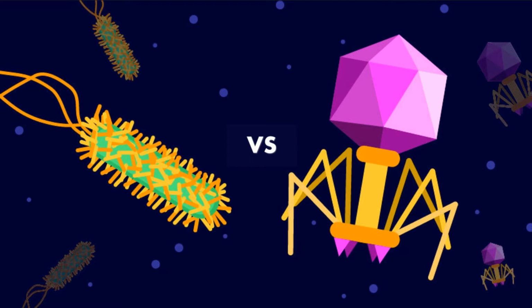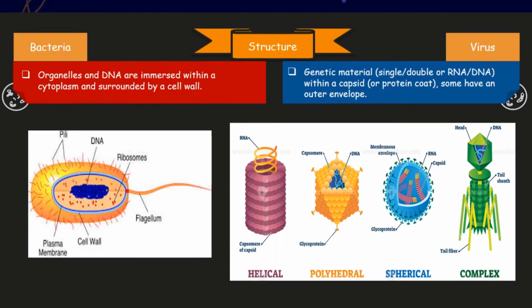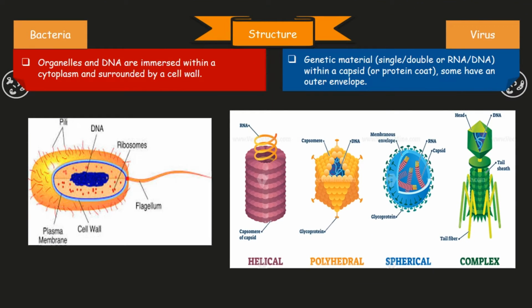In this slide, we will look at the difference between bacteria and virus. First, let's take a look at the structure. In bacteria, organelles and DNA are immersed within a cytoplasm and surrounded by a cell wall. The bacterial cell wall is made up of peptidoglycan, which is made from polysaccharide chains. Bacteria also have external structures such as flagellum and pili, which help in motility. However, a virus is composed of genetic material which is protected by a capsid, and some viruses also have an envelope.